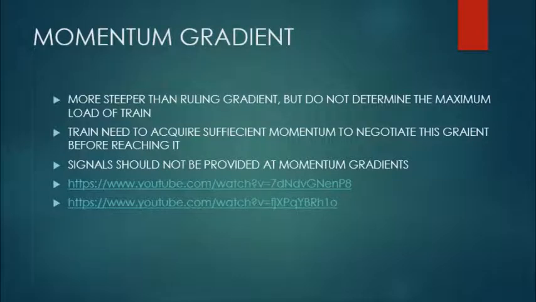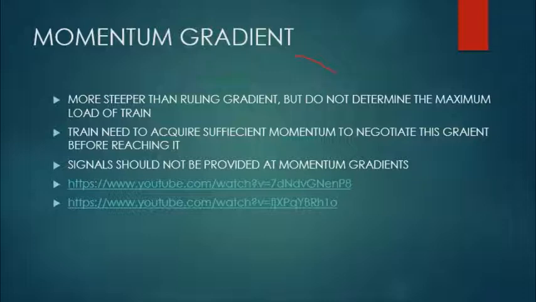The second type of gradient is the momentum gradient. Those gradients on a section which, though more severe than the rolling gradient, do not determine the maximum load of the train, but on account of their favorable position on the track, the train, before approaching them, acquires sufficient momentum to negotiate them, are known as momentum gradients. For example, in valleys, a falling gradient is usually followed by a rising gradient. A train, while coming down a falling gradient, acquires sufficient momentum.